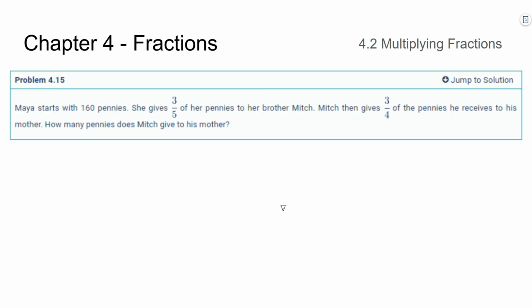All right, 4.15. Maya starts with 160 pennies. She gives 3/5 of her pennies to her brother Mitch. Mitch then gives 3/4 of the pennies he receives to his mother. How many pennies does Mitch give to her?